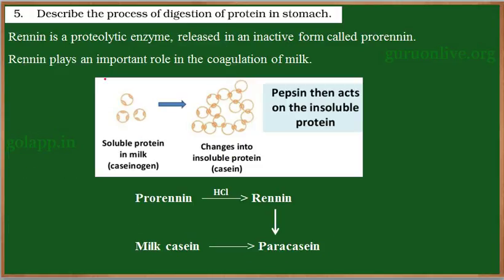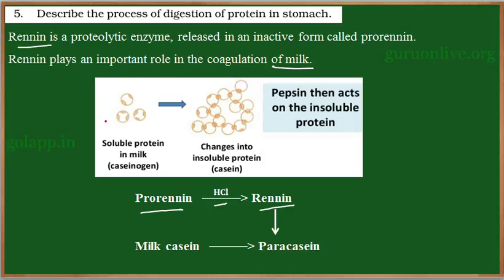Now along with that, the gastric juice contains another enzyme called renin. This renin is also activated by the HCl. It is present in the inactive form called prorenin. On mixing with HCl, it becomes activated renin. Now this renin is required for the digestion of the proteins present in the milk.